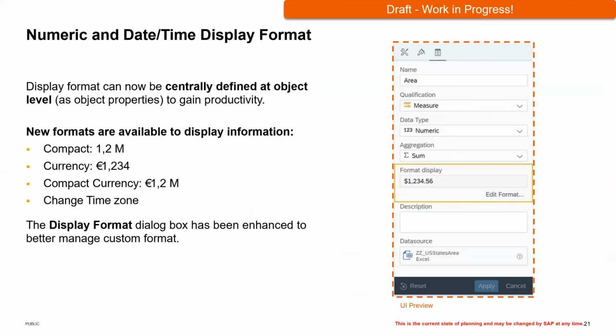Numeric date time display. So we now have some new formats, including compact currency, compact time zone, and the ability to change time zones. The display format dialog box has been enhanced, so you can better manage custom formats as well. And all of these things can now be centrally defined at the object level as a property. So it kind of increases your productivity since you don't have to jump around to do it multiple times.